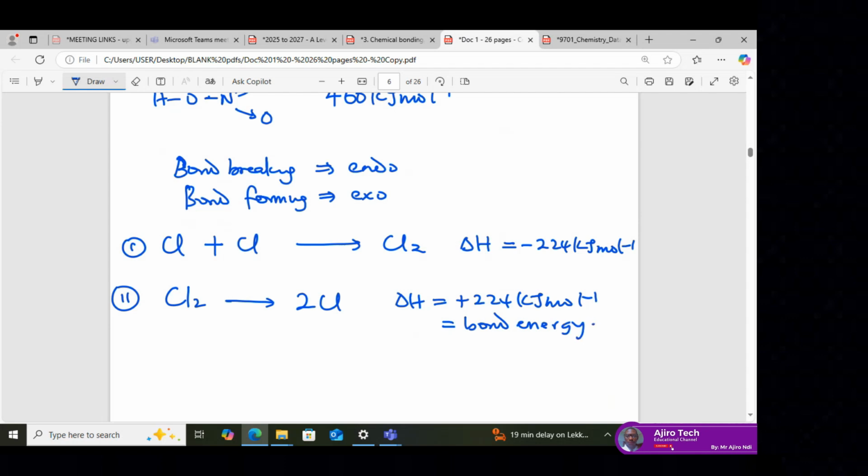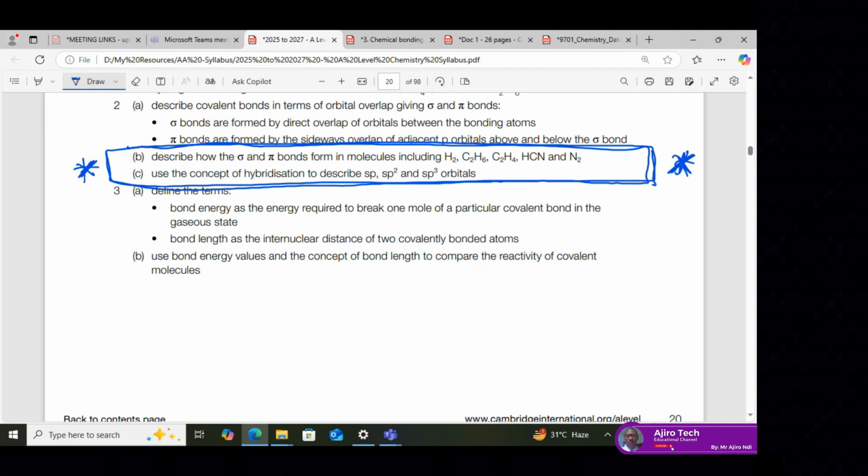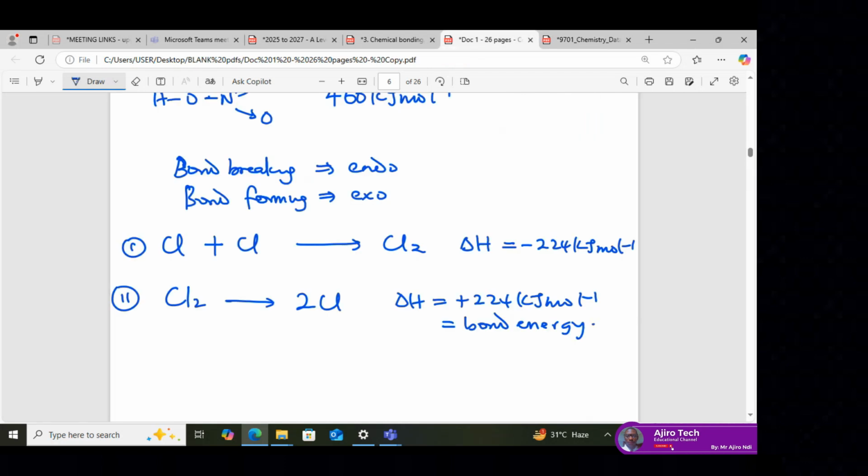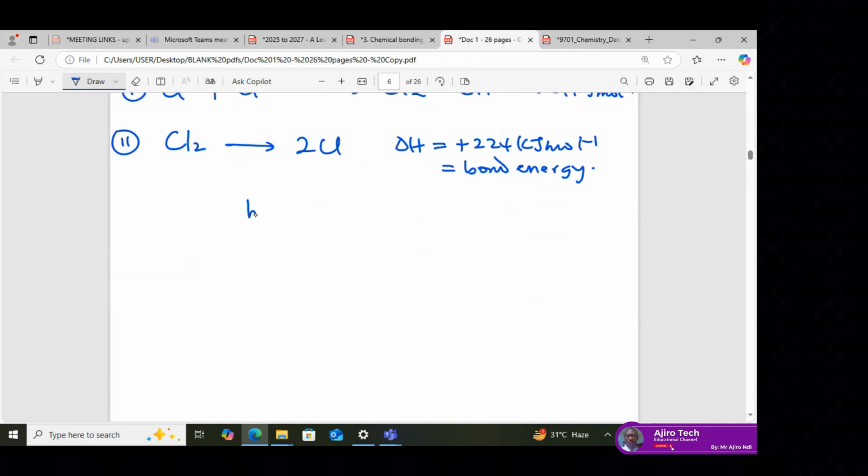But we are just saying that if the forward reaction is plus 224, then the backward will be minus 224. Do you get the point? If the forward is endothermic, then the backward should be exothermic, with exactly the same value. Do you get it? Yes. Now, next one, still on bond energy.